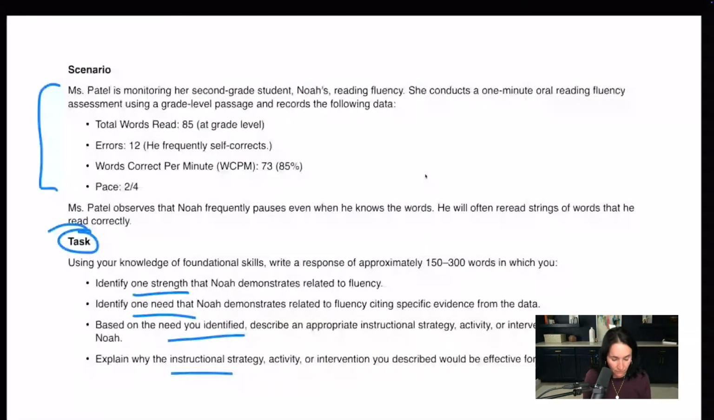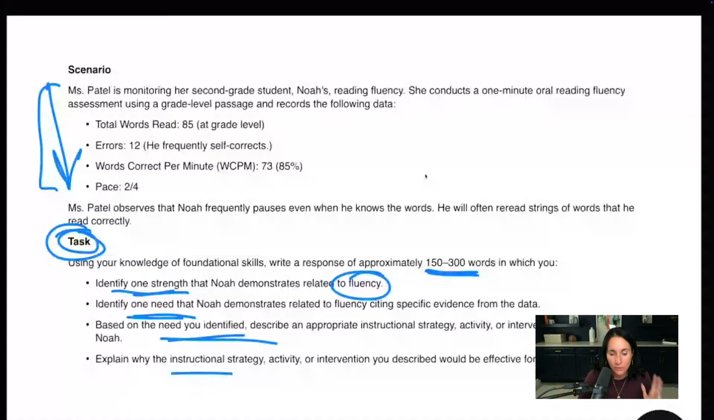So here we are with the task first, and we know what we need to do. We need to write 150 to 300 words. That's about 2 to 3 paragraphs. All right. And then we are going to identify a strength, identify a need. And look right here, it's telling me fluency in the question, in the task. So right away, I'm going to start thinking about my fluency strategy. I'm probably going to go straight to repeated reading. Okay. I'm going to go straight to maybe modeling. If you're someone who's like, I'm just going to go with modeling here, it's easiest for me, either way, doesn't matter.